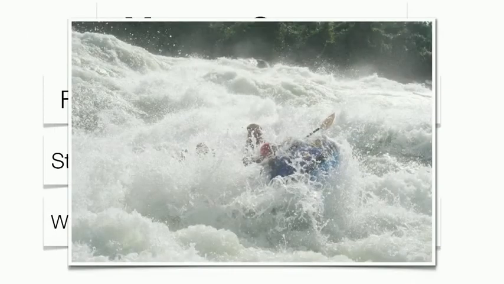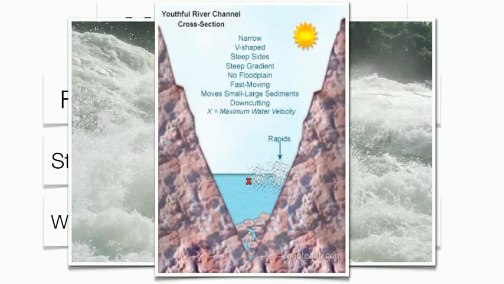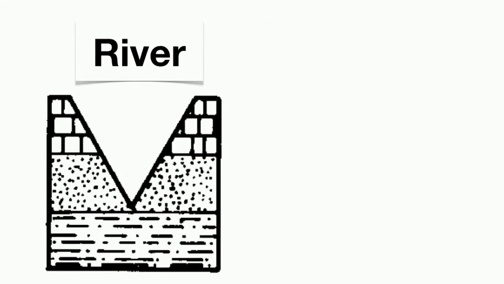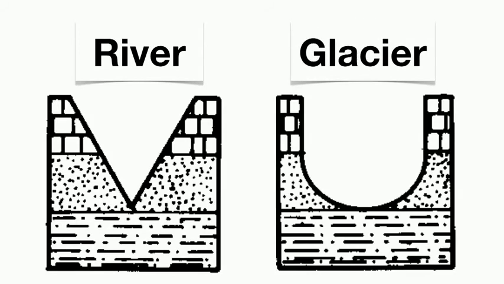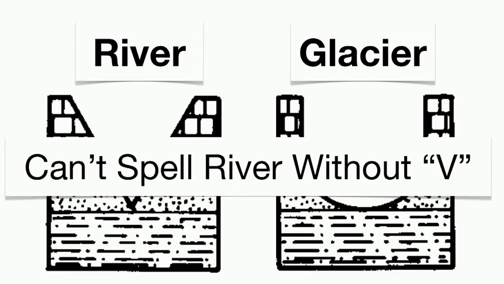So there's just a quick characteristic of the roaring rapids. That's the Colorado River there. And then your classic V-shaped valley right here. And the little X right there indicates where the fastest water is going to be found. So when we talk about rivers, rivers are going to have your V-shaped valley. The glaciers are going to have a U-shaped valley. And if you get a little bit mixed up, remember you can't spell the word river without the letter V. V-shaped valley, there's a V in the word river.